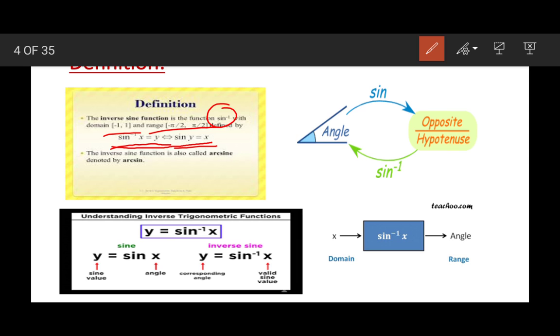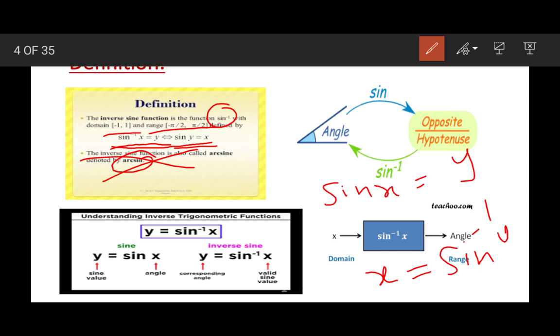The inverse sine function is also called arcsine. Forget about this, it comes at a higher level. At this level, what you have to understand is that if sine x is equal to y, then from the definition of inverse trigonometric function we can say that x is equal to sine inverse y.